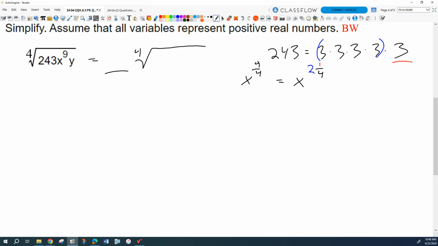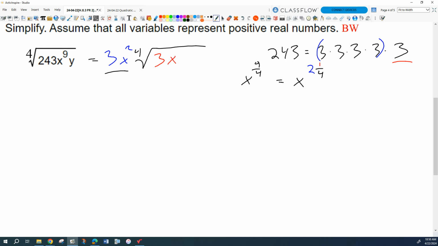So our answer then, we've got some outside stuff and some inside stuff. What's my outside stuff? Okay, so I get a 3 for the number part. I get a 3 outside, and then inside. But just do the number first. 3. Okay, how about the x's? What do I get outside? Inside.